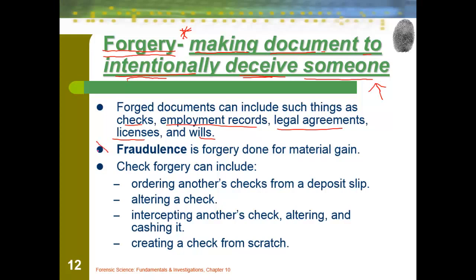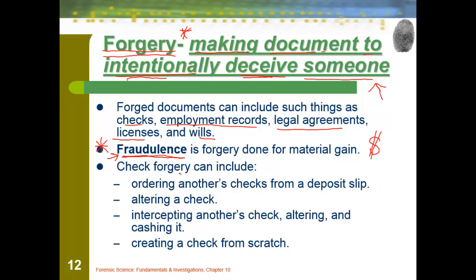And then the second part to forgery is fraudulence. Fraudulence is the forgery done for material gain. So if you're trying to make some money, fraudulence is the way that that is going to be done. So forgery with the intention of gain is going to be known as fraudulence.